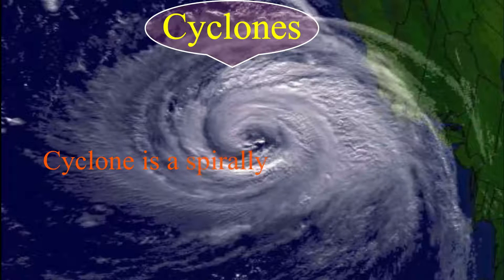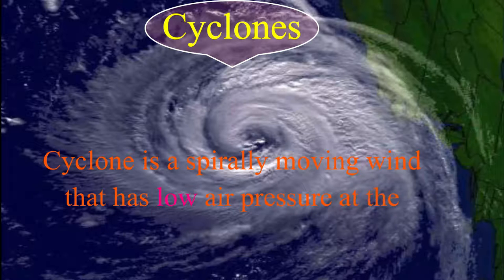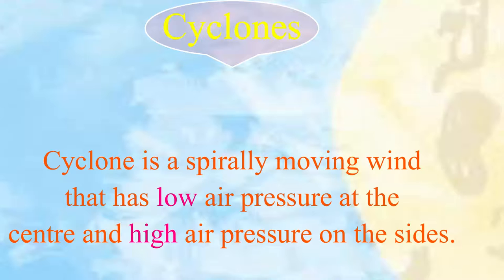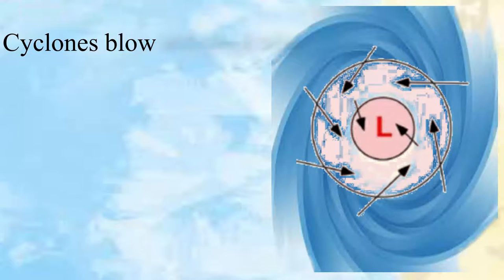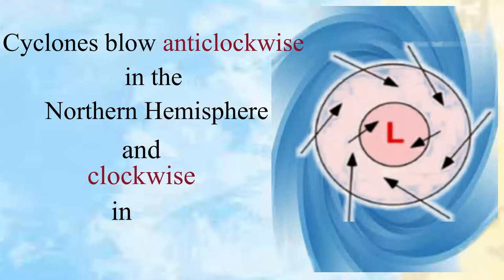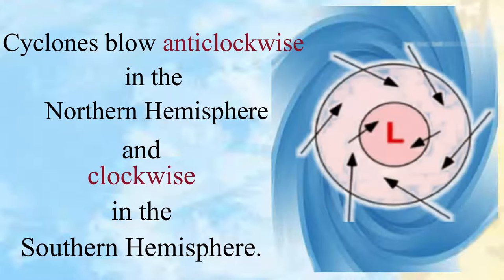Cyclone is a spirally moving wind that has low air pressure at the center and high air pressure on the sides. Cyclones blow anti-clockwise in the northern hemisphere and clockwise in the southern hemisphere.